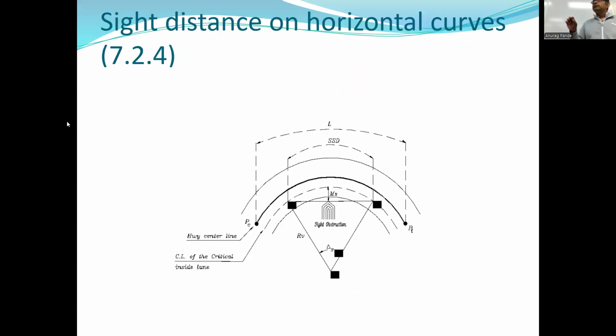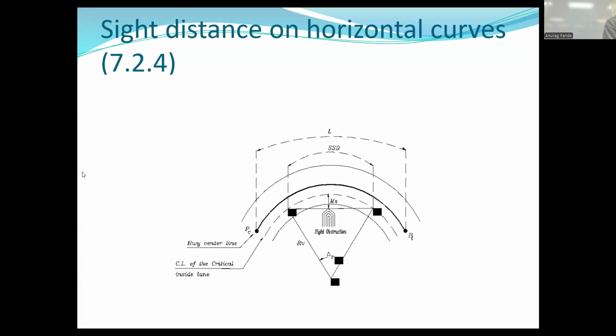First thing I want to say is what you have to remember is you're looking at the top view of the road. You're not looking at the profile view that you were looking at in the previous slides on vertical curves. Now I'm talking about horizontal curves. This is what it says, sight distance on horizontal curves, and this is section 7.2.4 of your textbook.